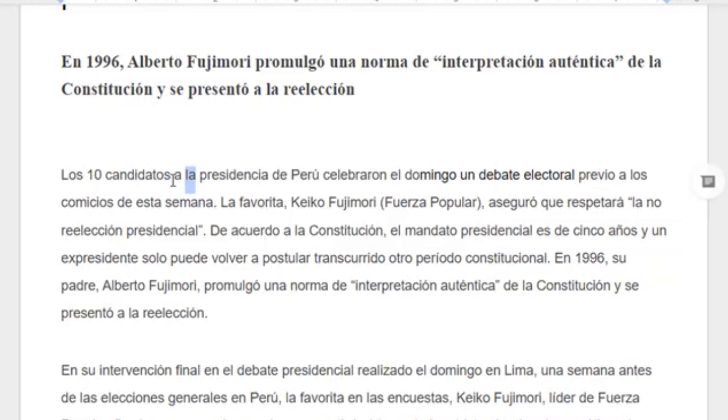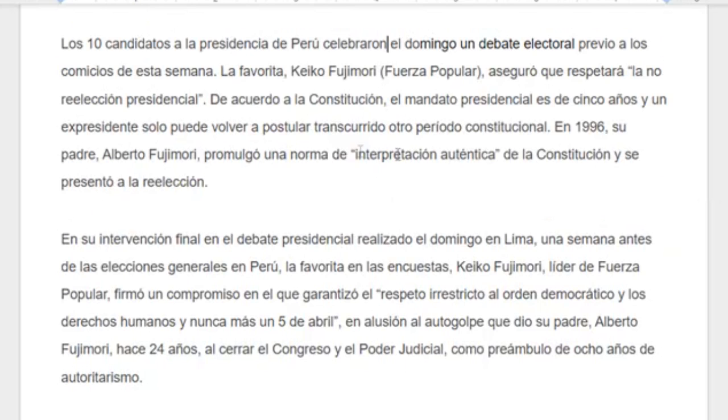The 10 candidates for the presidency de Peru, of Peru celebraron, celebrated, and we looked that up in the other video and saw that it also commonly translates to hold or held in this case. So held the Sunday un debate electoral, an electoral debate, previo, and we looked this up and saw that prior was the best translation, a los comicios de esta semana, to the elections of this week.